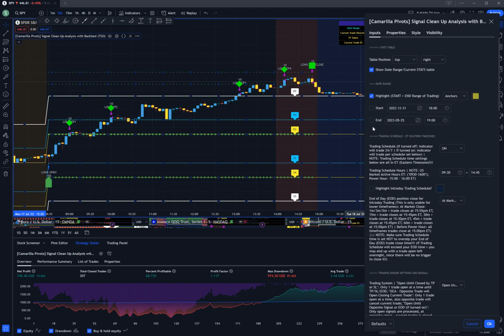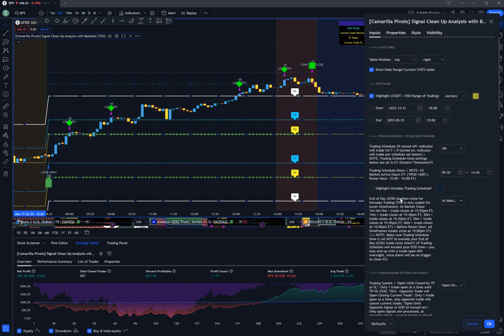Let's continue. Next, after date range, there's a trading schedule. As you can see in this example, the trading schedule is turned on. This is an intraday style configuration and setting. If you turn it off, it doesn't matter what time or what day. For Bitcoin, for example, whenever there's a signal, it's gonna open. Whenever there's a take profit, it's gonna alert you, no matter when.